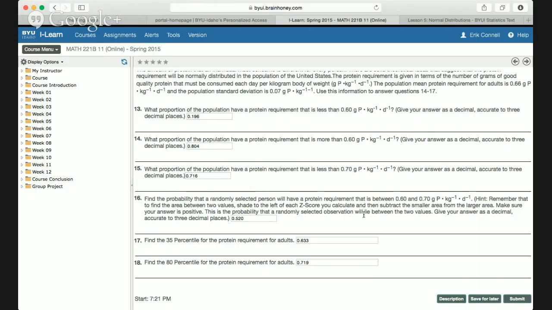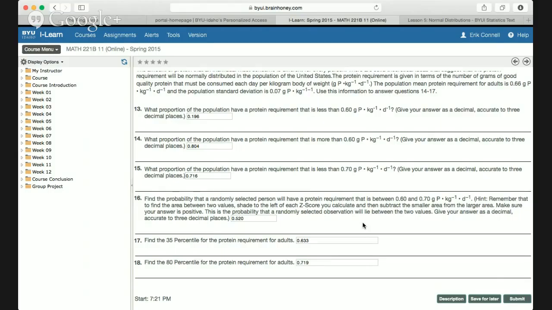Find the probability that a randomly selected person will have a protein requirement that is between 0.6 and 0.7. Hint, remember that to find the area between 2 values, shade to the left of each z-score you calculate and then subtract the smaller area from the larger area. Make sure your answer is positive. This is the probability that a randomly selected observation will lie between the 2 values. Give your answer as a decimal, accurate to 3 decimal places.